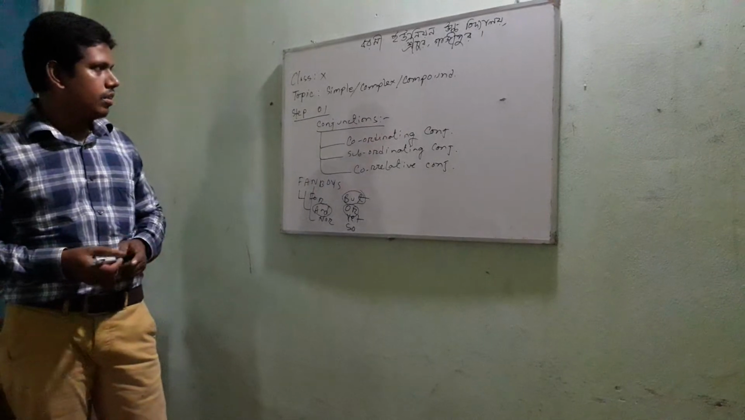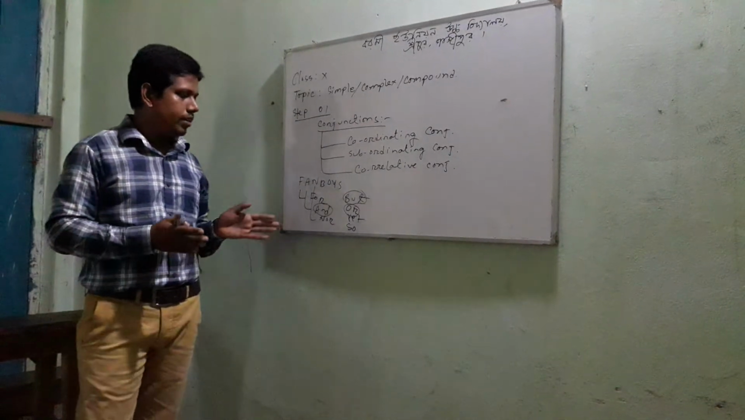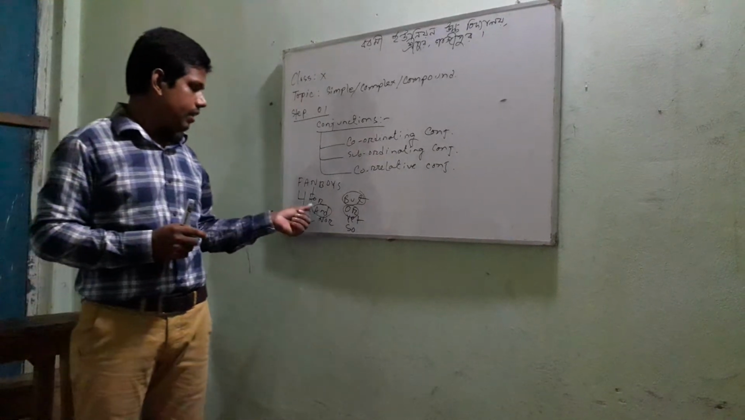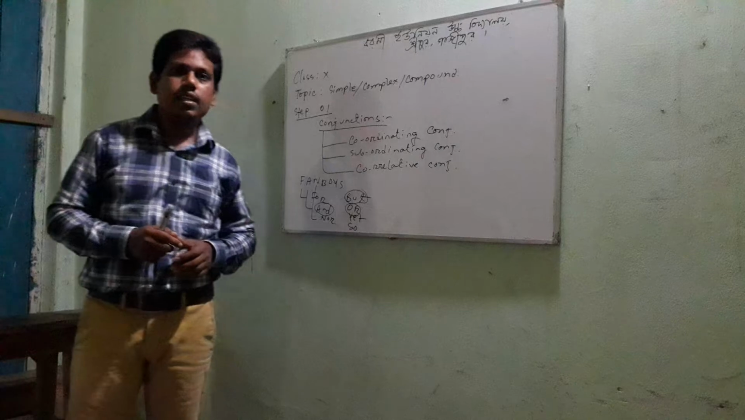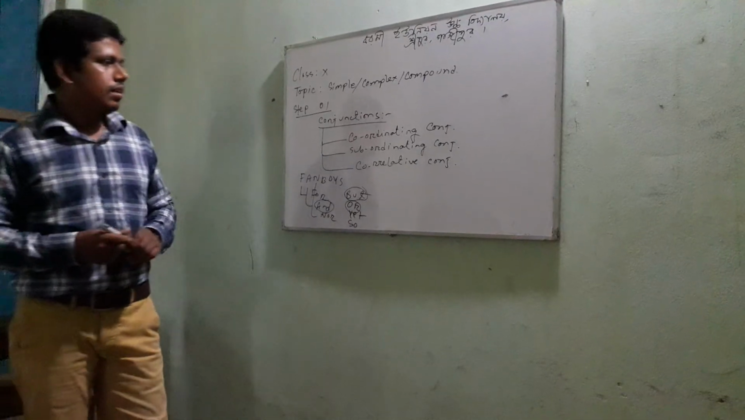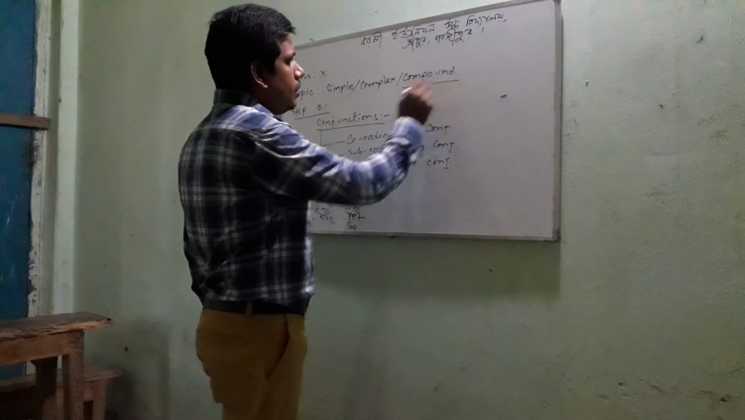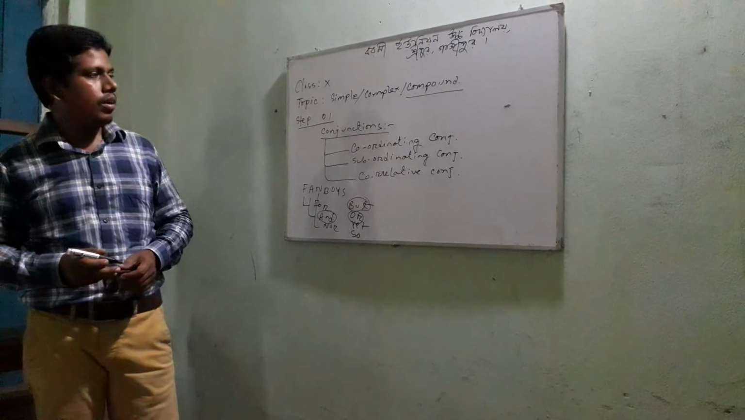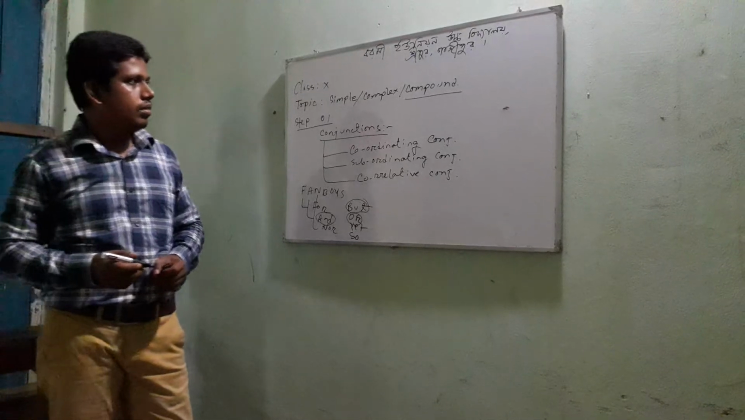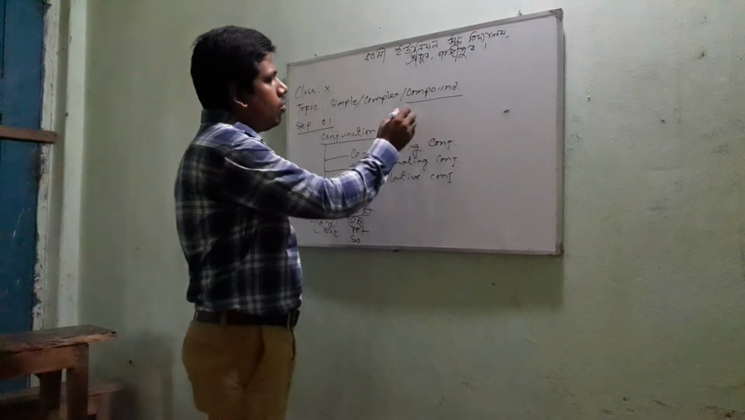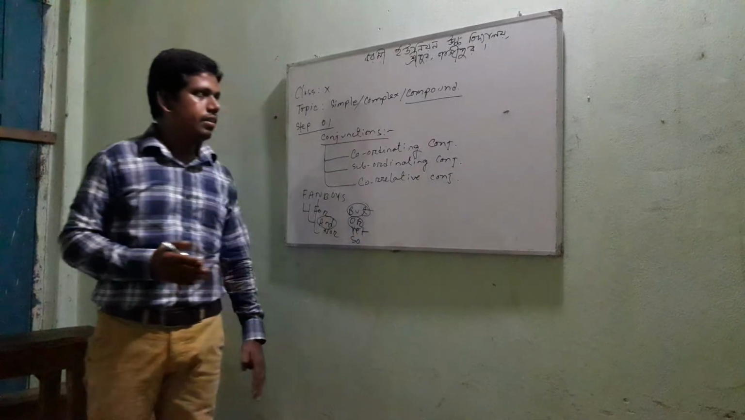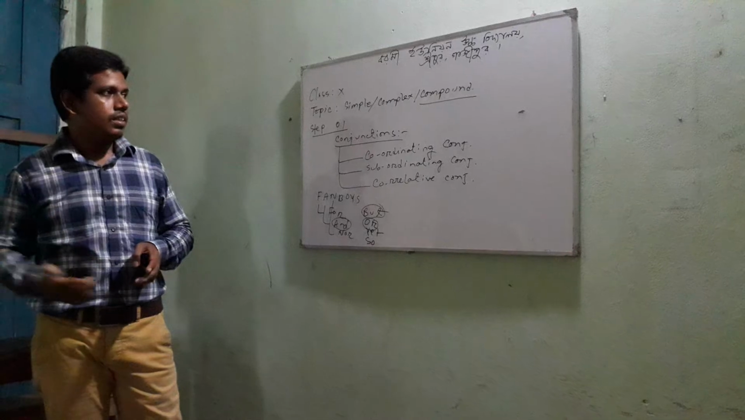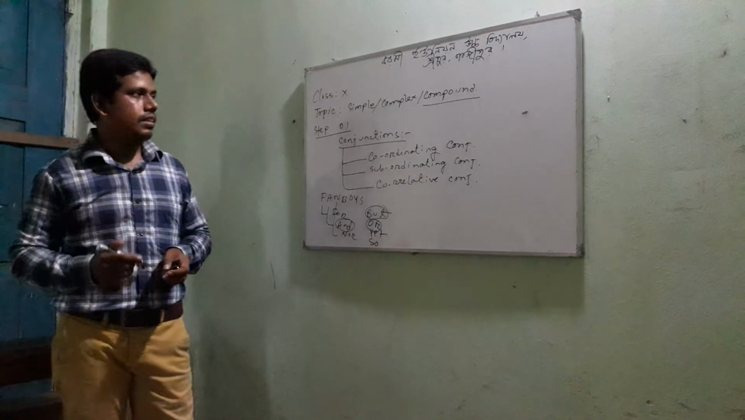So students, what is a compound sentence? If I ask you, then the answer will be: when 2 clauses are connected by and, or, but, they are called compound sentences. If you see the word compound, what is the meaning of compound? Compound is a word that means togetherness of 2 or more than 2 things.